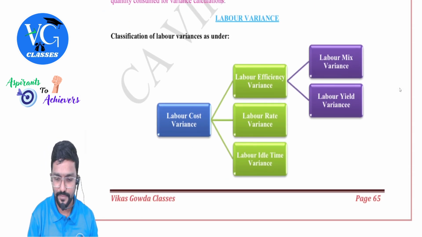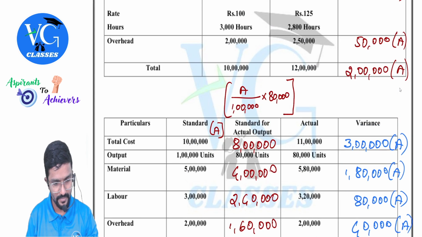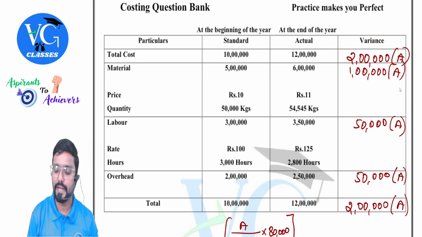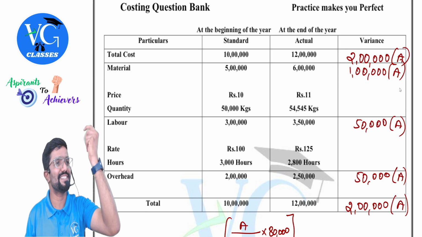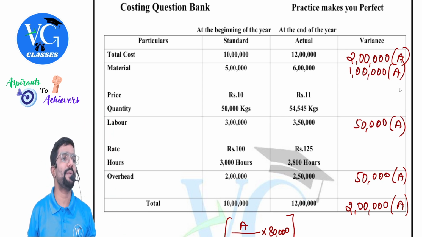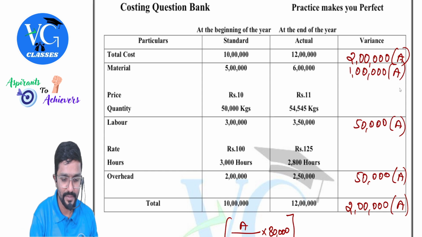Sir, in my example, where are you? My example. Sir, we found out the reason why 2 lakh. Now let us try to find out reason why 1 lakh. There will be two major reasons. What is it, guys? Either you have worked for more hours or you have paid more wages to the workers. Clear? Yes, sir.